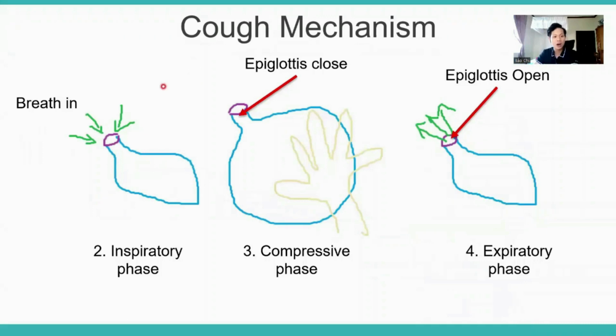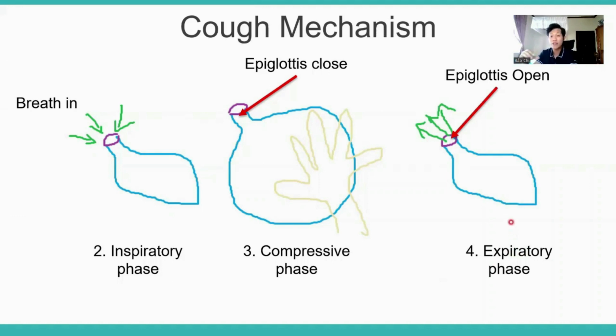The next step is the inspiratory phase, in which we breathe in additional air, usually about 50% of the lung capacity. Secondly, the epiglottis closes, and simultaneously our abdominal and rib muscles compress, like our hands compressing the balloon, so it increases the pressure. That's called the compressive phase. And lastly, the epiglottis suddenly opens and lets all the air through the vocal cords, creating the rushing sound called a cough. That is the expiratory phase.